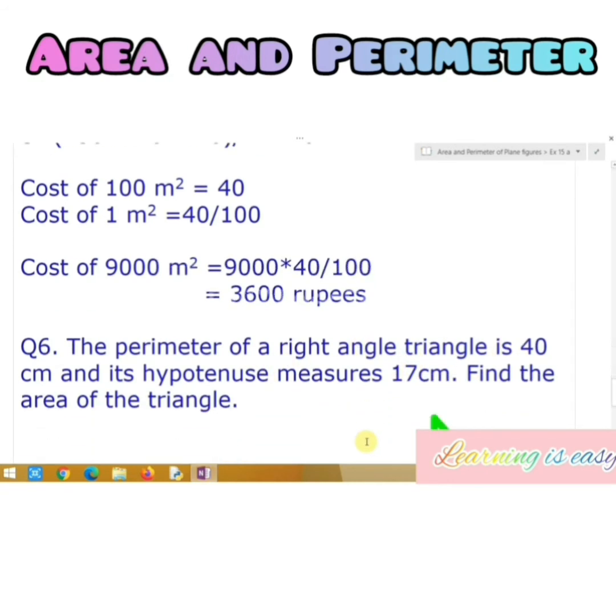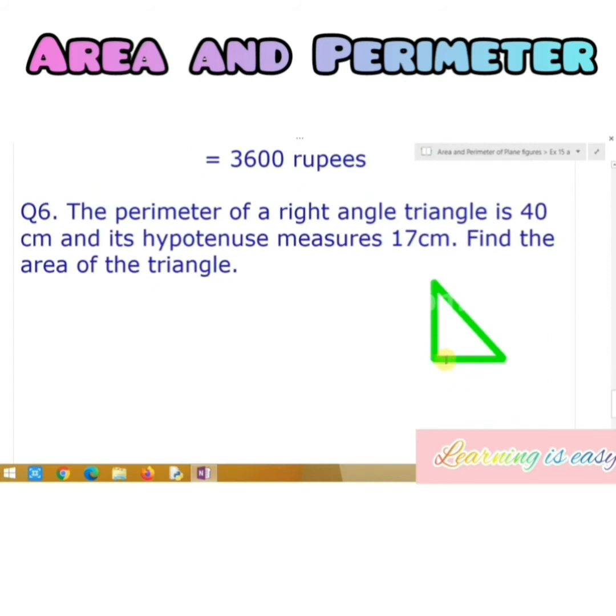Question 6, the perimeter of the right angle triangle is 40 and the hypotenuse is also given 17 centimeter. Find the area of the triangle. So perimeter is given and the hypotenuse is given, the longest side of the right angle triangle. So we need to find the area of the triangle. So we don't know the other two sides. Let's assume them as x and y. And we know perimeter is sum of all three sides. So 40 equal to 17 plus x plus y, as we don't know the other two sides.